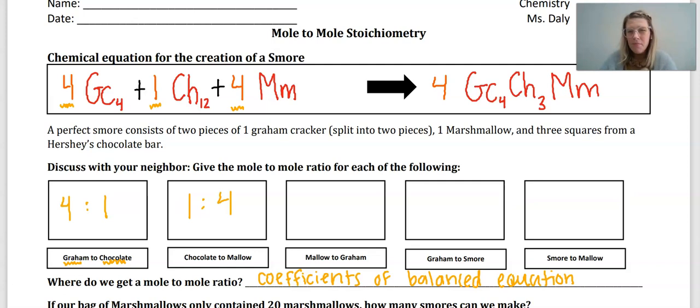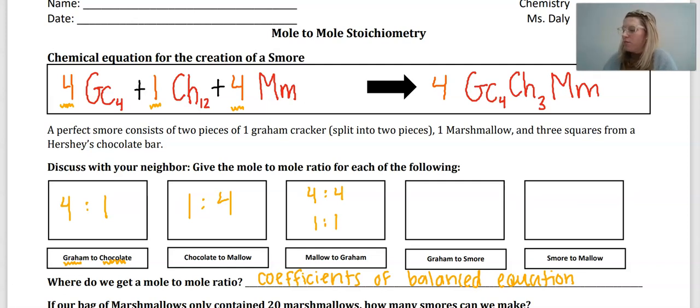Why don't you go ahead, pause the video here, and try the remainder of these mole-to-mole ratios. Welcome back. Hopefully you paused the video. So let's go ahead here and get the rest of these mole-to-mole ratios. Okay, so marshmallow to graham cracker. So if you look, this is a 4-to-4 ratio. We can reduce that though and say it's a 1-to-1 ratio. Either of those are totally acceptable.